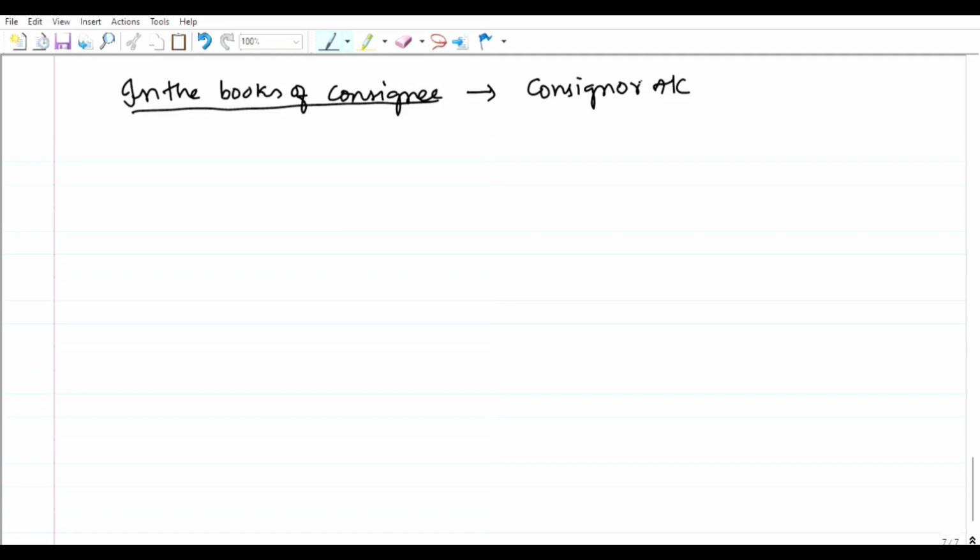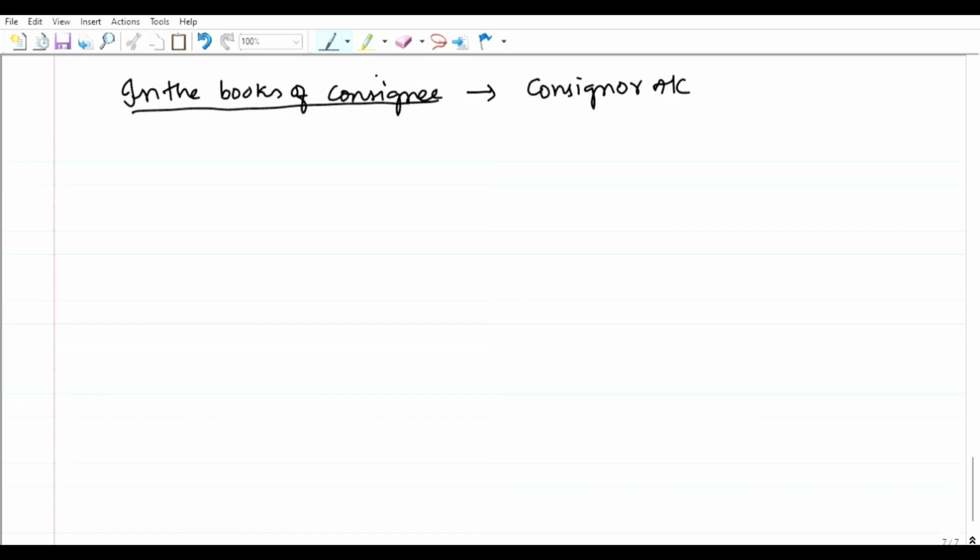So let us put the heading: in the books of consignee. In the books of consignee, the account that will be prepared is the consignor account. Consignor account will be prepared in the books of consignee. That means a consignee prepares only the consignor's account. So what will the first entry be?